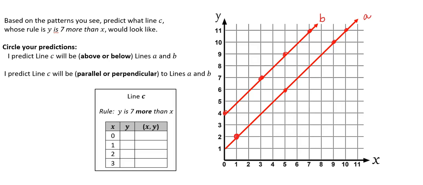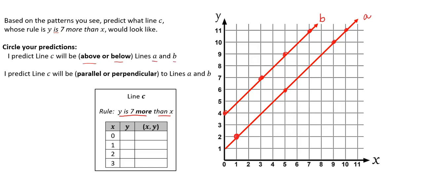The directions say that based on the patterns, predict what line C, whose rule is that y is 7 more than x, would look like. So you can see on our table that this is the rule. Y is going to be 7 more than x. So we're going to make some predictions about what line C will look like. The first prediction says, I predict line C will be either above or below lines A and B.